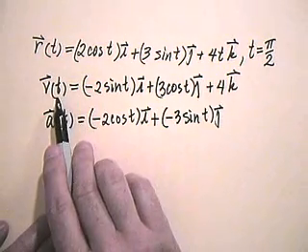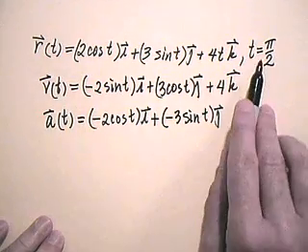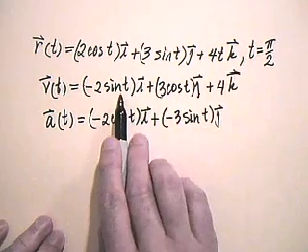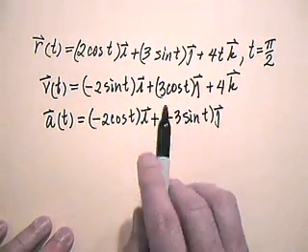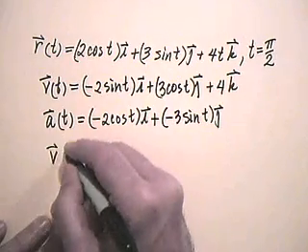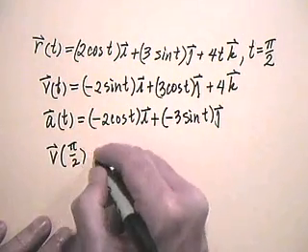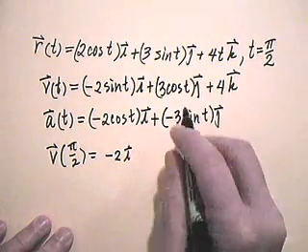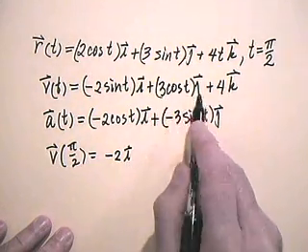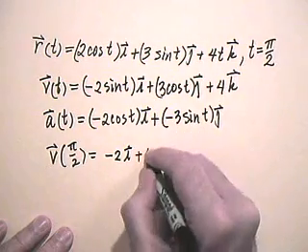Well, what about the velocity at time pi over 2? The sine of pi over 2 is 1, but the cosine of pi over 2 is 0. So the velocity at pi over 2 is equal to negative 2i plus 0j plus 4k.